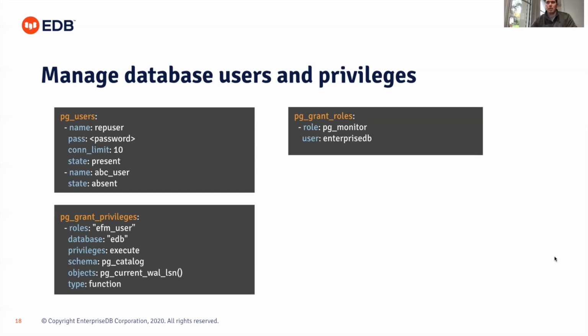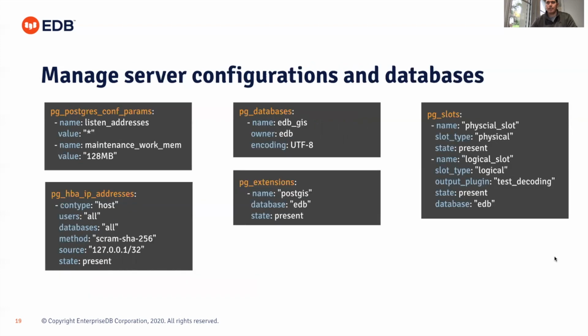With the variable PG grant role, we can define the Postgres role we want to grant to users. And with the PG grant privileges variable, we can define the grant privileges we want to apply. The manage DB server role can also be used to manage configurations and databases.